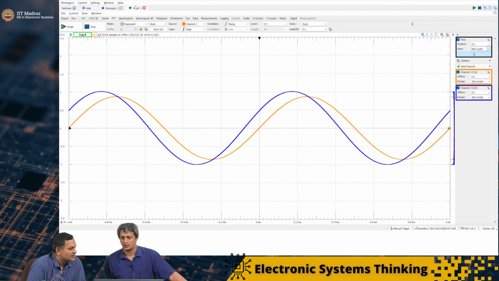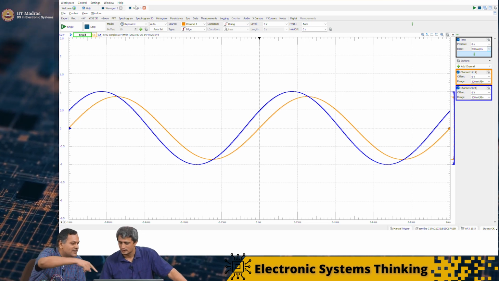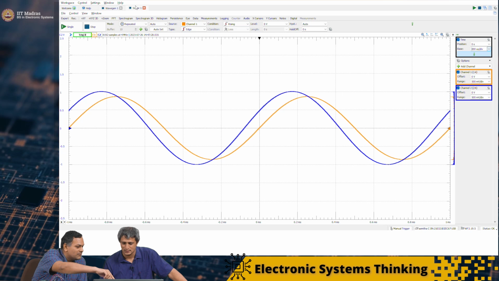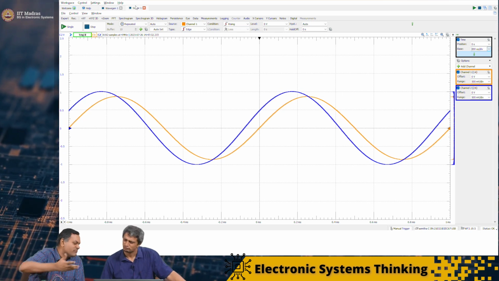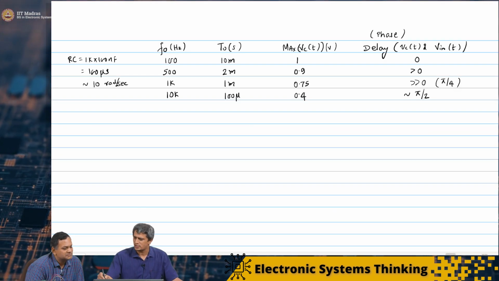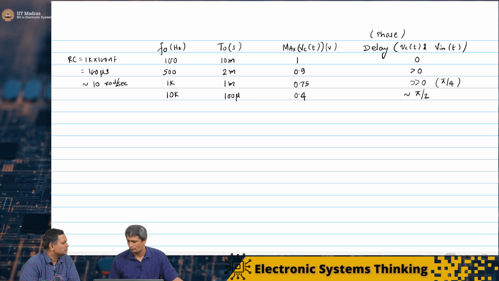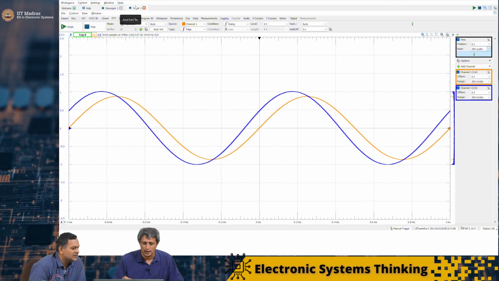This is good, and I do see that it is not pi by 2, because it is coming a little bit before the zero crossing. So maybe 50-55 degrees, something like that. We'll keep it as approximately pi by 4. Pi by 4 is 45 degrees. That's close enough, so let's just keep it.